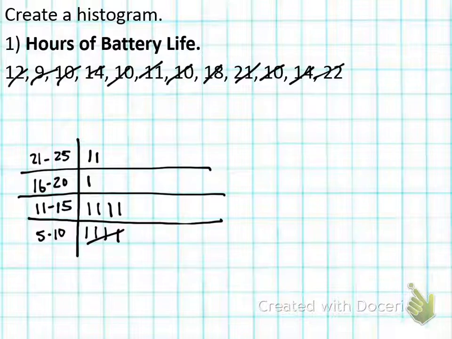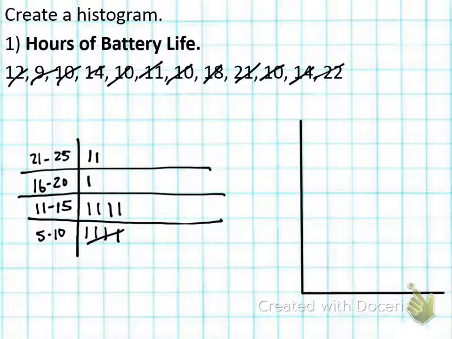Now I'm going to change this to a graph. This is now where the histogram comes in. So I'm going to create an XY chart, and at the bottom I'm going to put my intervals. So we're going to have 5 to 10.